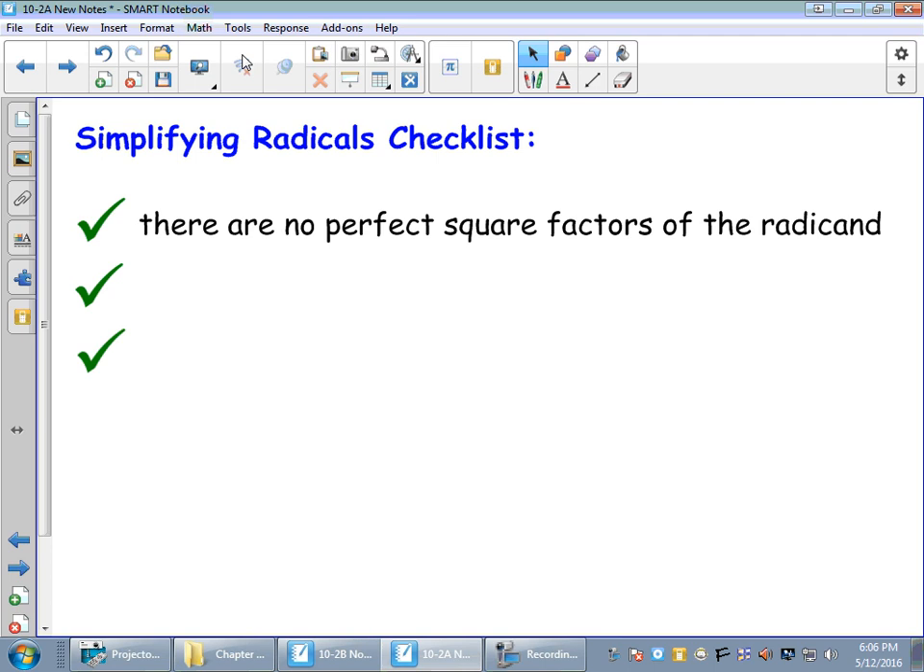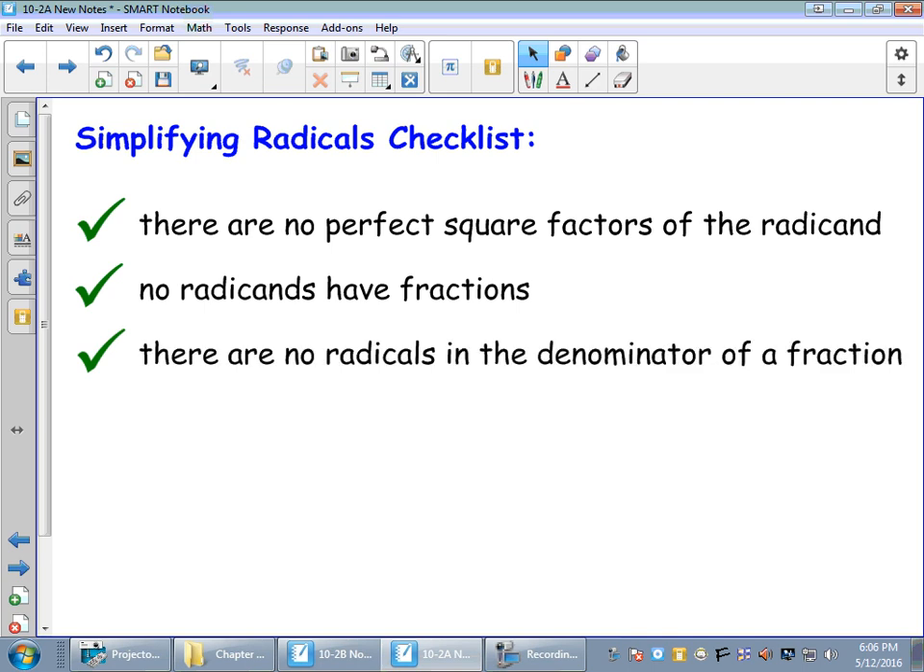Maybe the number itself is perfect, then it needs to be simplified. You cannot leave the square root of 25 as the square root of 25. You've got to simplify it to 5. But there's also problems where you can pull a little bit of a perfect out. You cannot have fractions under the radical sign, okay? No fractions under the radical sign. And then it's simplified if there are no radicals in the denominator. So no fractions, no radicals in fractions under the radical sign, no radicals in the denominator, and you can't leave perfects under the square root symbol. Okay, so we're going to refer back to that checklist throughout.